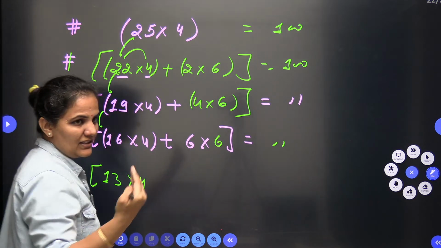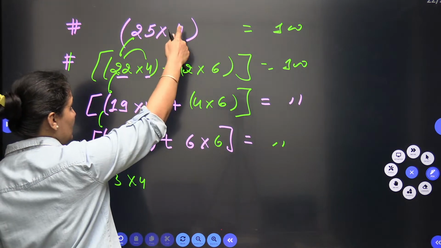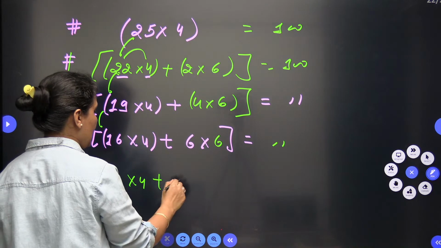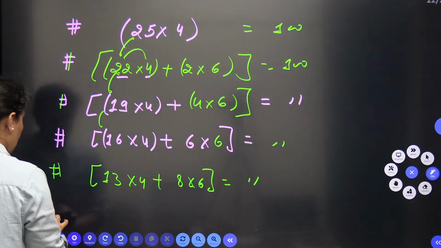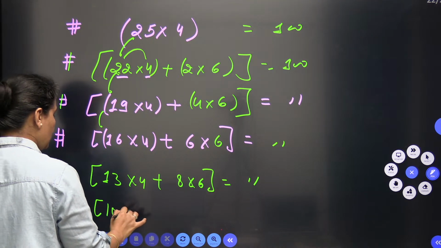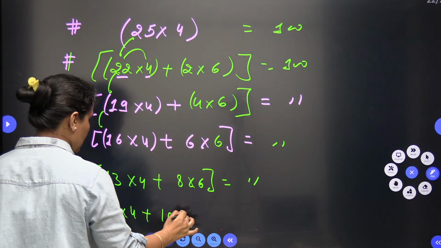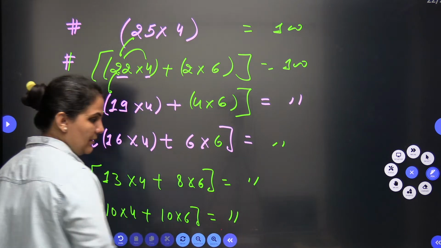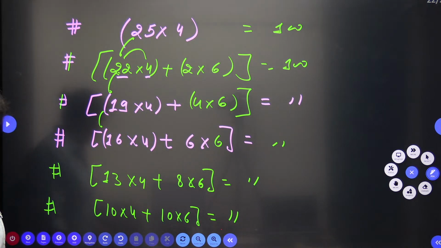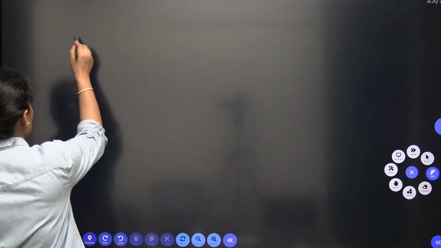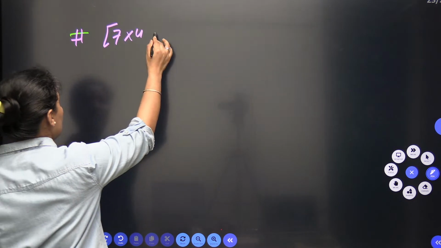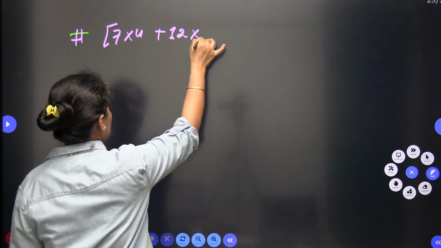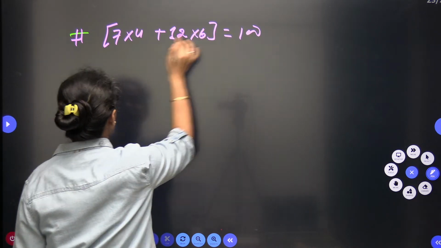So I am going with the difference of 3, and here I am starting with 0, 2, 4, 6, and it will be 8. So 8 sixes will be there, then also the total is 100. If I go with 10 fours means 40, and 10 sixes 60, again it will be 100, right? Now, after 10 it is possible to have 7 fours or 12 sixes, then also it will become 100.